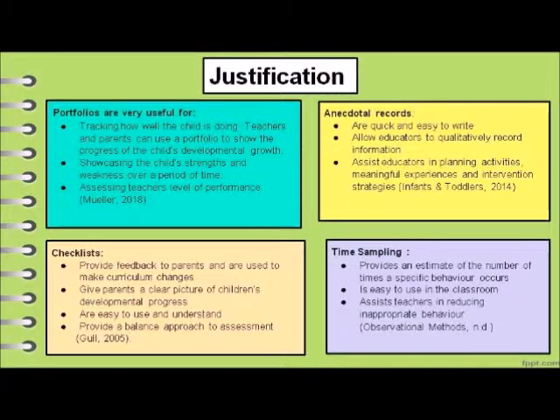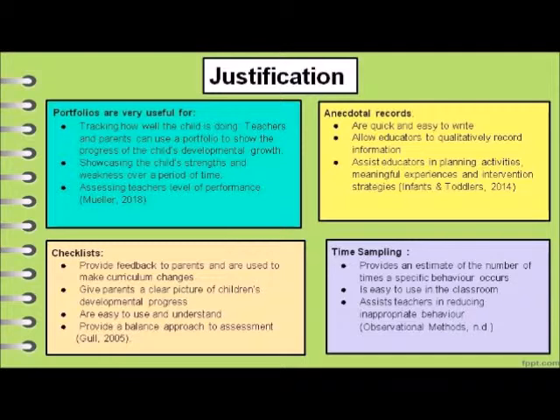Why use anecdotal records? Anecdotal records are easy to use and it takes very little time to write. Hence, it is the most used method of recording observations in the classroom. They allow educators to qualitatively record information, and this information can be used to assist in planning activities, implementing meaningful experiences for students, and implementing intervention strategies for struggling students.